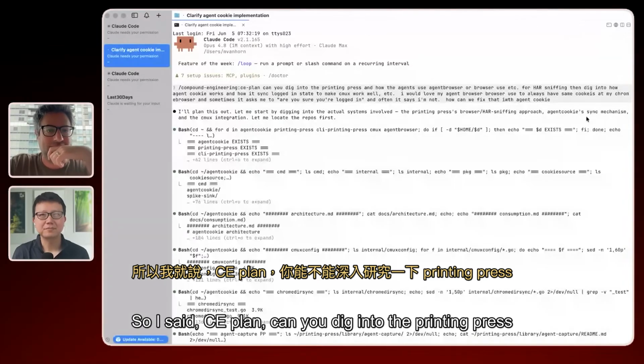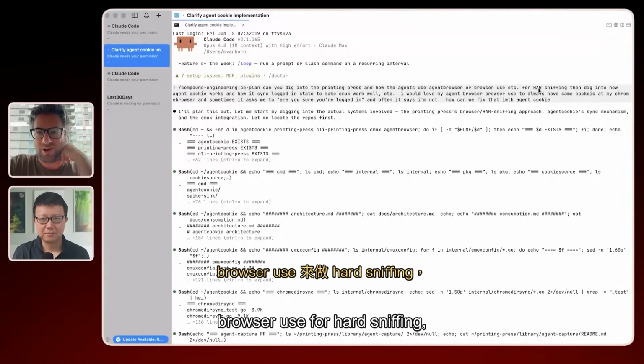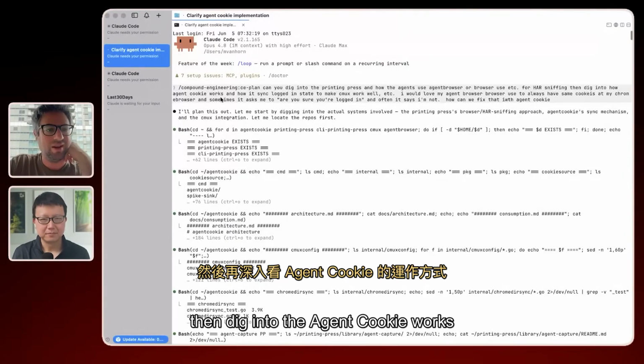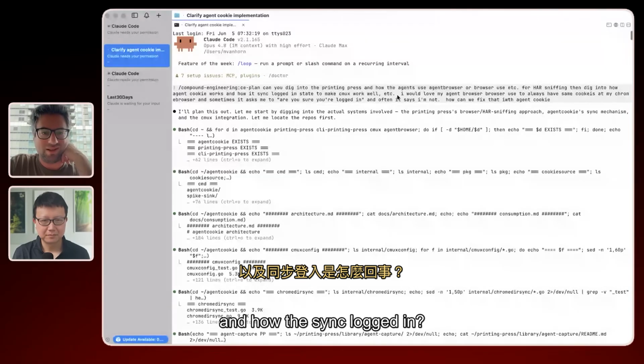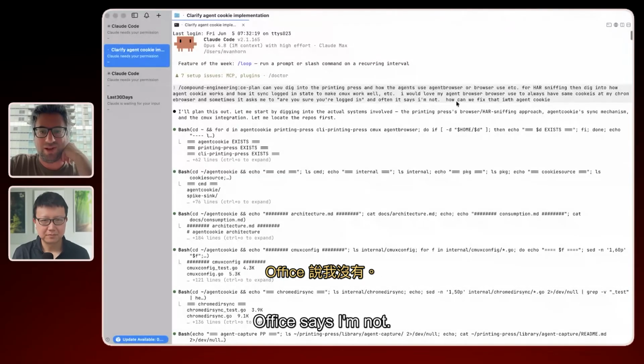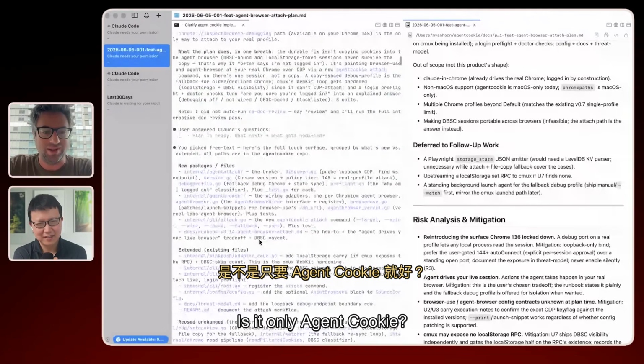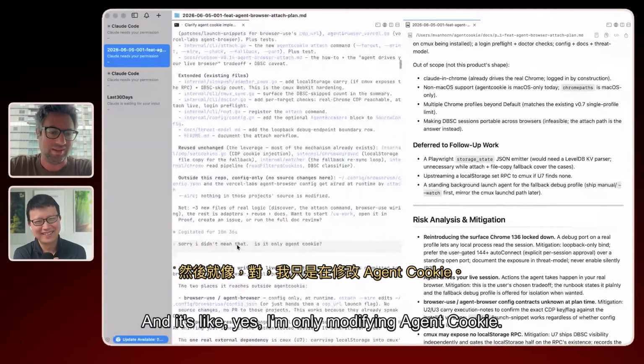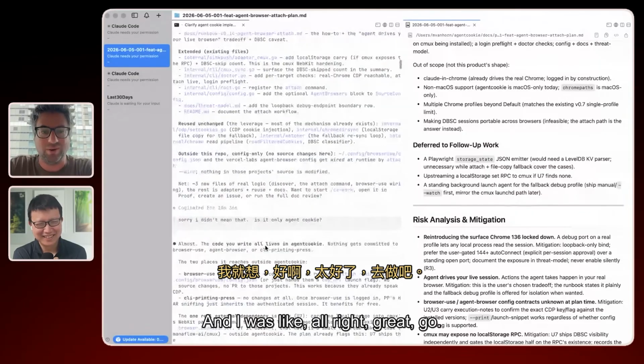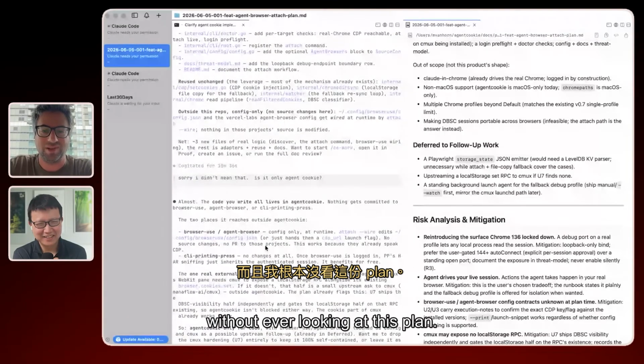So I said, CE plan, can you dig into the printing press and how the agents use agent browser use for HAR sniffing, then dig into how agent cookie works and how the sync logged in. Are you sure you're logged in? Office says I'm not. How can we fix that with agent cookie? And then I said, no, sorry, I didn't mean that. Is it only agent cookie? And it's like, yes, I'm only modifying agent cookie. I was like, all right, great, go. So that was my one question without ever looking at this plan.